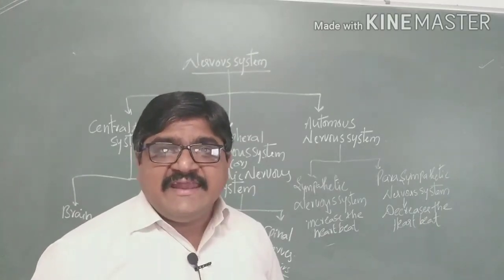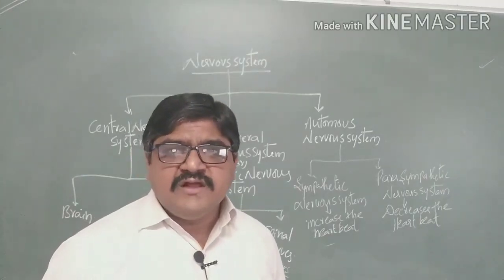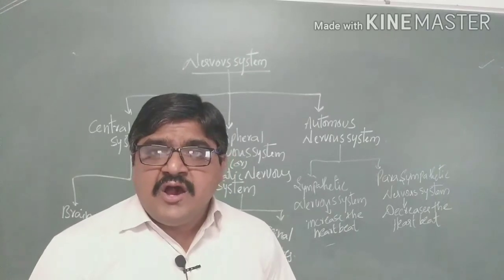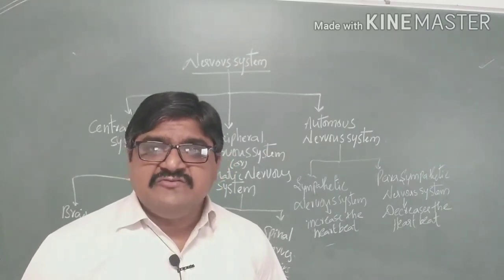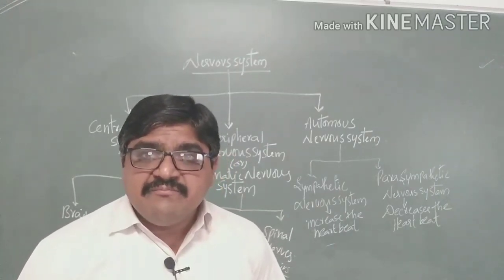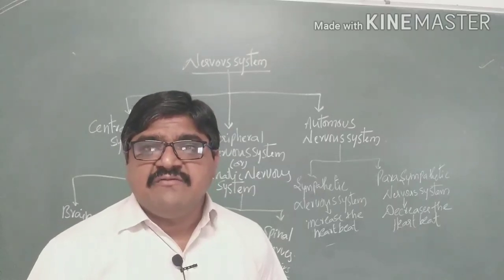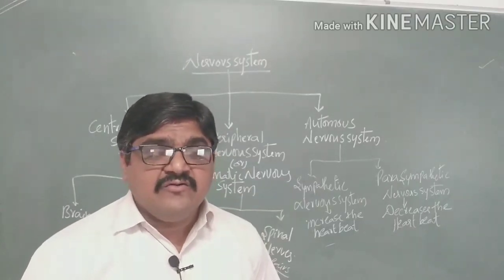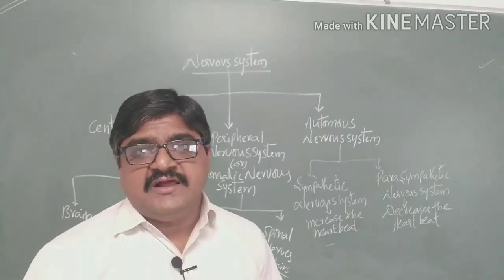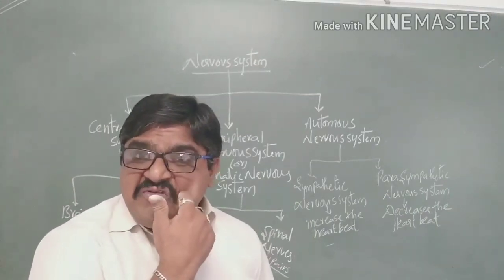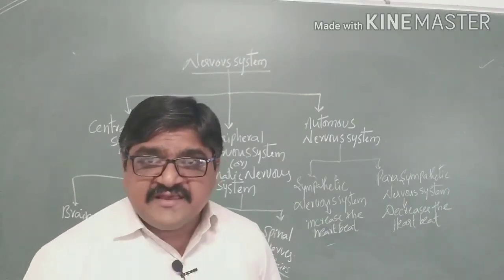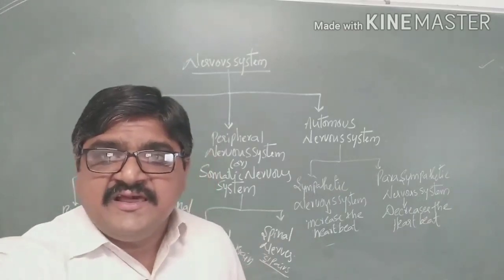In the next class, we will discuss how the impulse is transmitted. First we will discuss the nerve impulse, how the impulse is transmitted, how the action potential works, and also how the chemical transmission takes place.